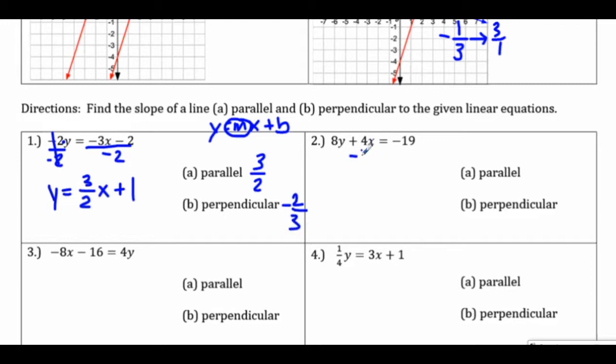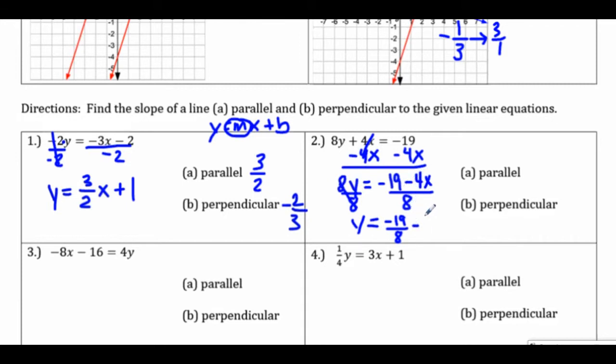Again, we have to solve for y. Otherwise, you don't know what the slope is. So we're going to subtract 4x from both sides. And we're going to get 8y equals, now these are not like terms, so we're going to write it out as -19 minus 4x. Next, you want to divide by 8 to isolate the y. Now, -19 divided by 8 is going to be a decimal, so just leave the fraction. And -4 divided by 8, that's also a decimal, but we can reduce that to lowest terms. -4/8 reduces to -1/2 x.